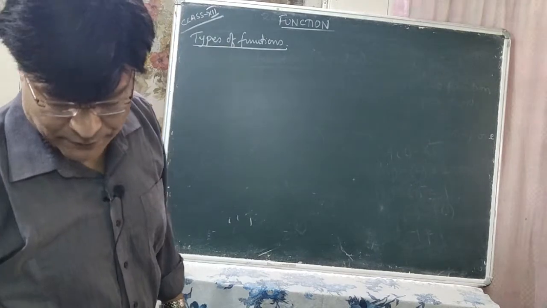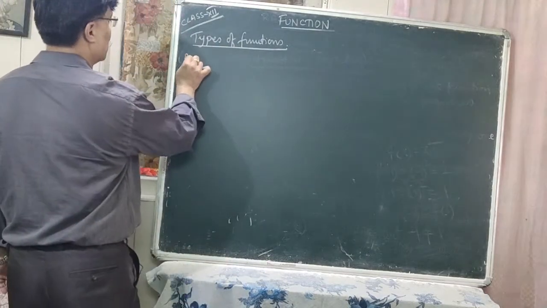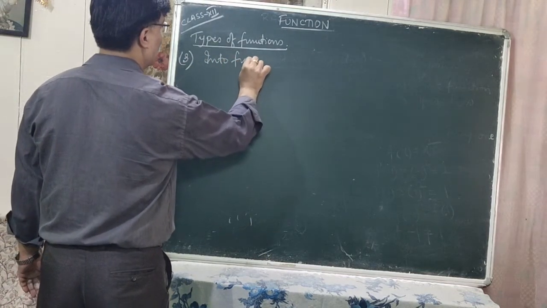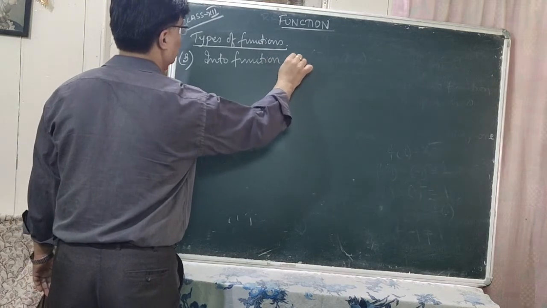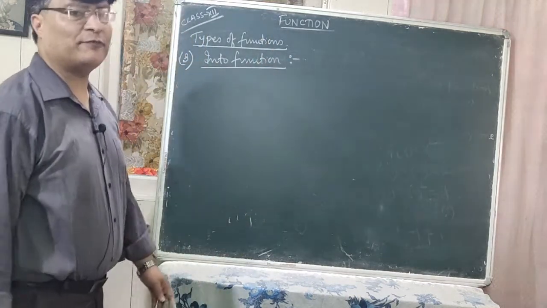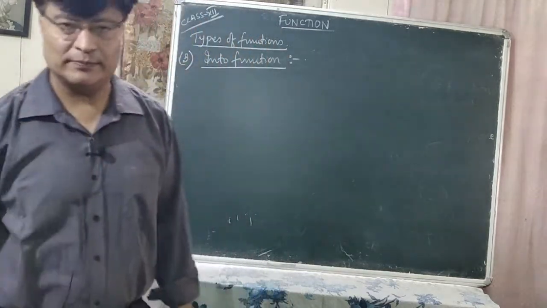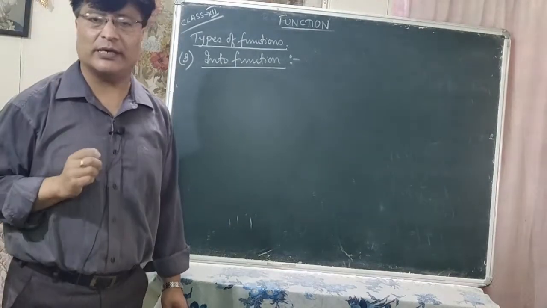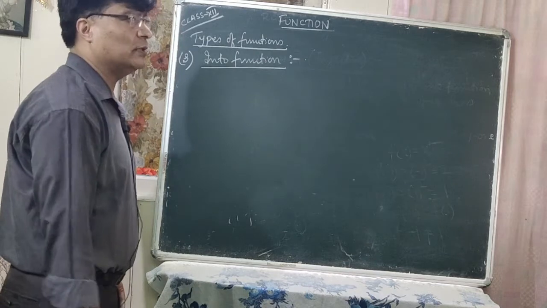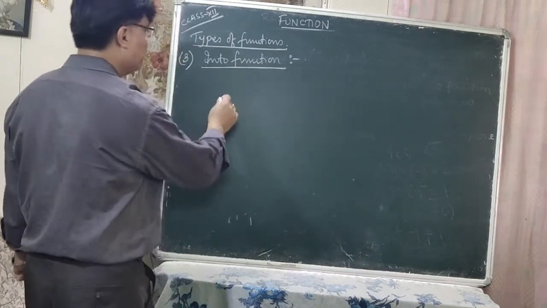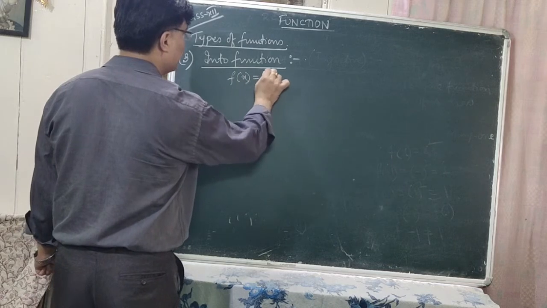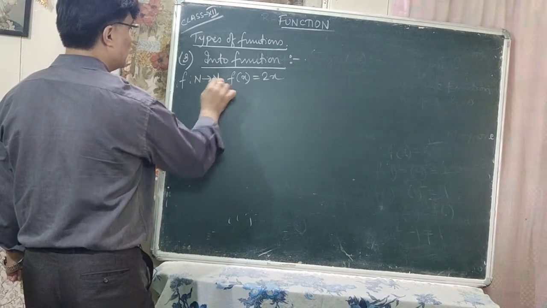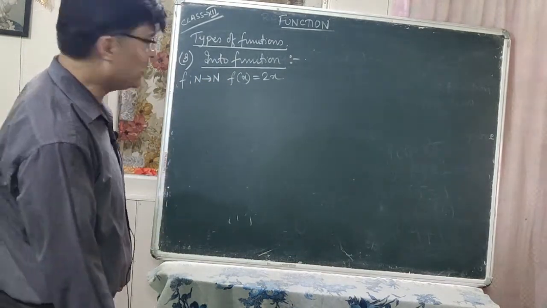So now let's do the third type of function, that is number 3, the into function. What type of function is known as an into function? Let us take an example. Let us take the same one as before, f of x is equal to 2x. So here f is from N to N, natural numbers to natural numbers.